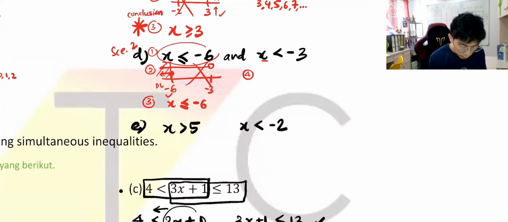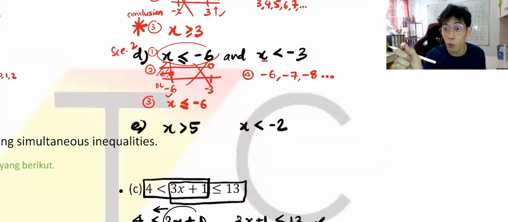So your answer will be -6, then what? -7, -8, dot. 3 dots can already. You don't put -6, then you put dot. Teacher, how do you know? How would your teacher know which side you go, right? So minimum put 3 values there.